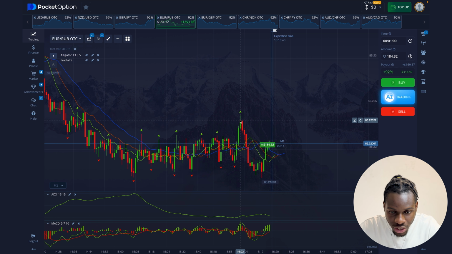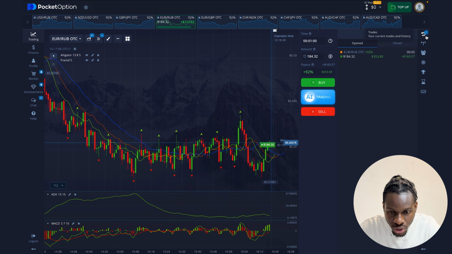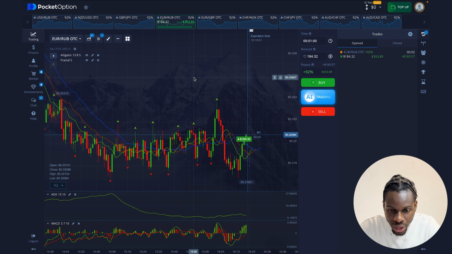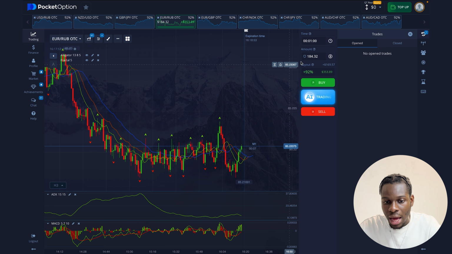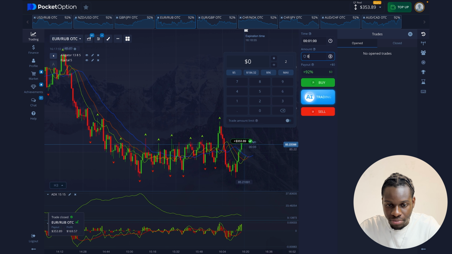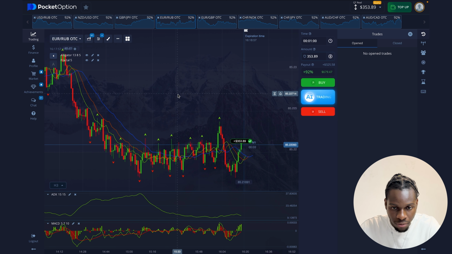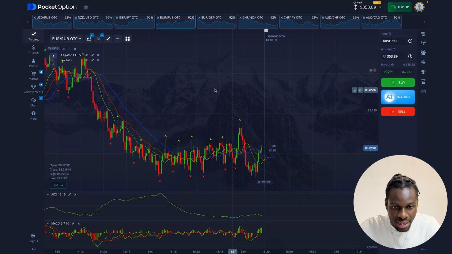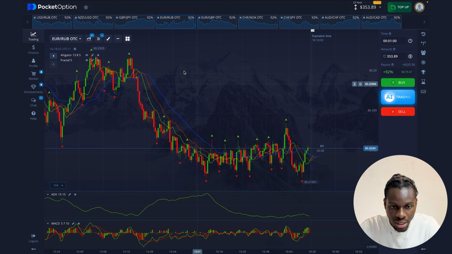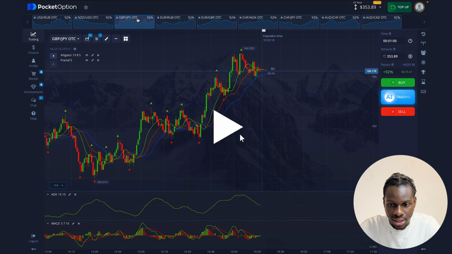Just looking further, we see a strong downward impulse, and after such a move, we can expect price to make a pullback. Awesome, guys. We're already in a profit again. Let's up our balance and look for the next asset to trade. Today is looking good.